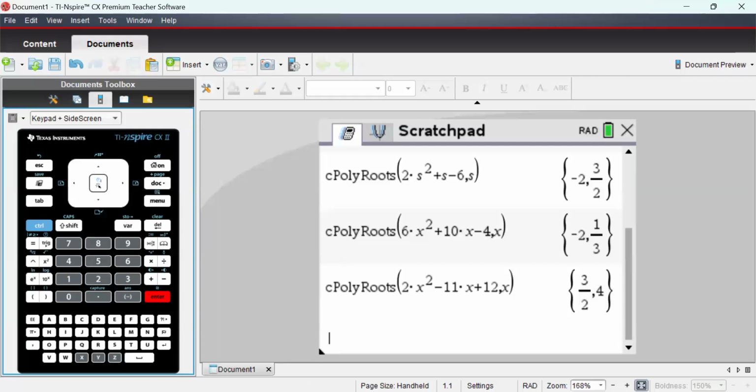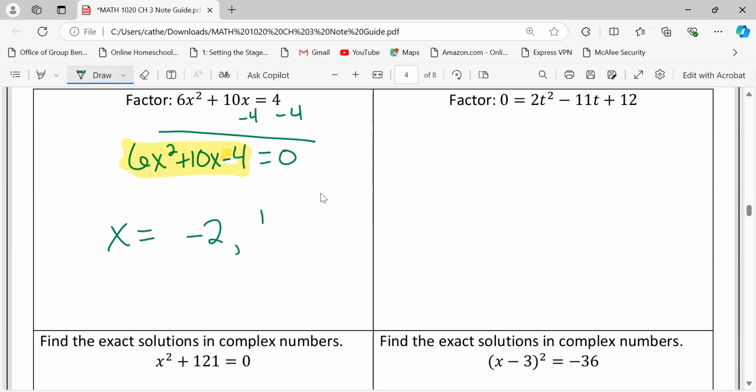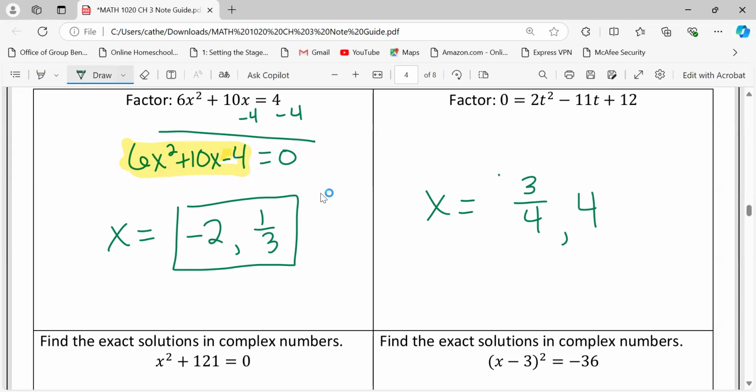Back to our note guide. So this crosses the x-axis at -2 and +1/3. And this one crosses the x-axis at 3/4 and 4.